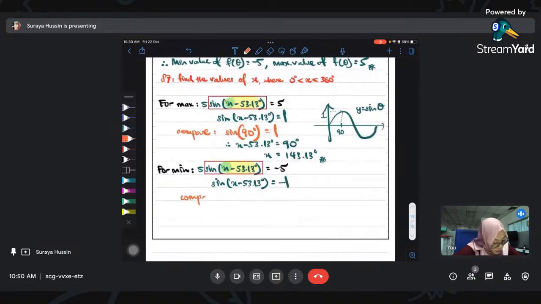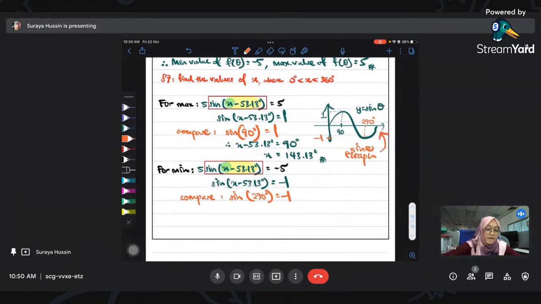Compare again with sine. Sine apa yang negative 1? So dekat sini adalah negative 1. So negative 1 here is 270 degree. So you write down 270 degree based on sine punya graph. This is sine graph. So you have to hafal sine graph ni. Daripada form 5 lagi you dah tahu.